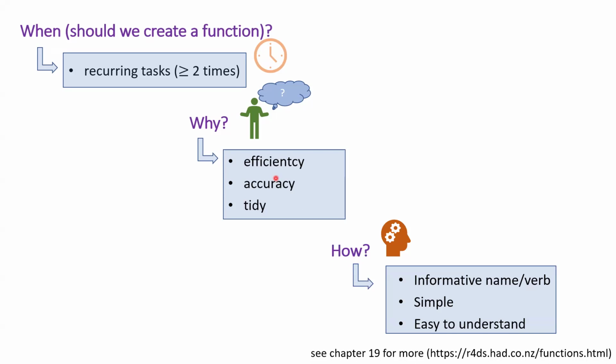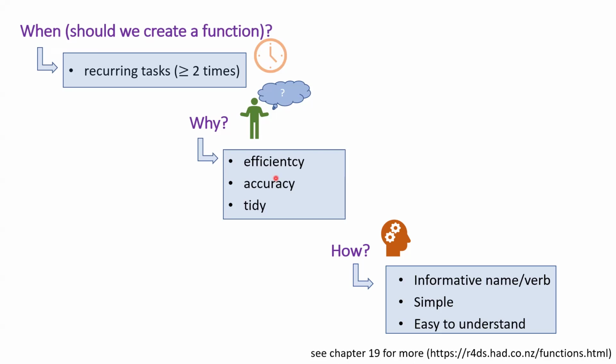And how to create a function? First is the function name. We think about a name that is informative, and if possible, we may think of using a verb rather than a noun. We could use a noun for the arguments of that function. And the function should be simple and short. If we have a very long and complex function, it means that we should break it into smaller functions.